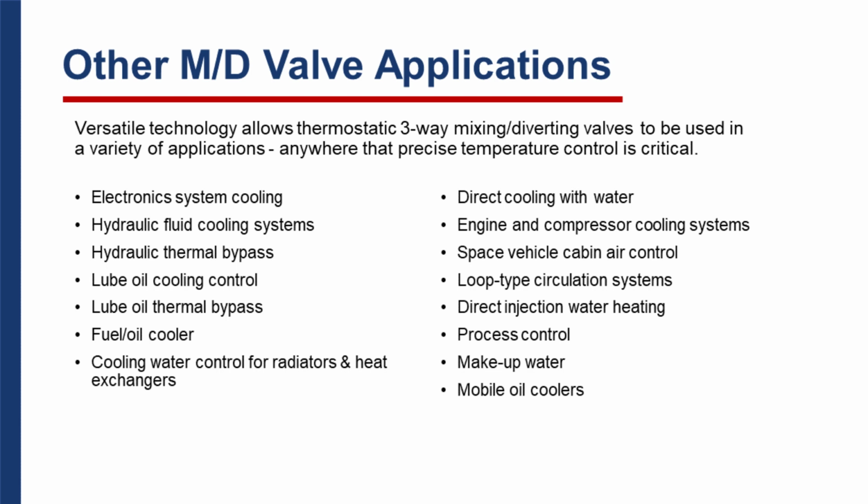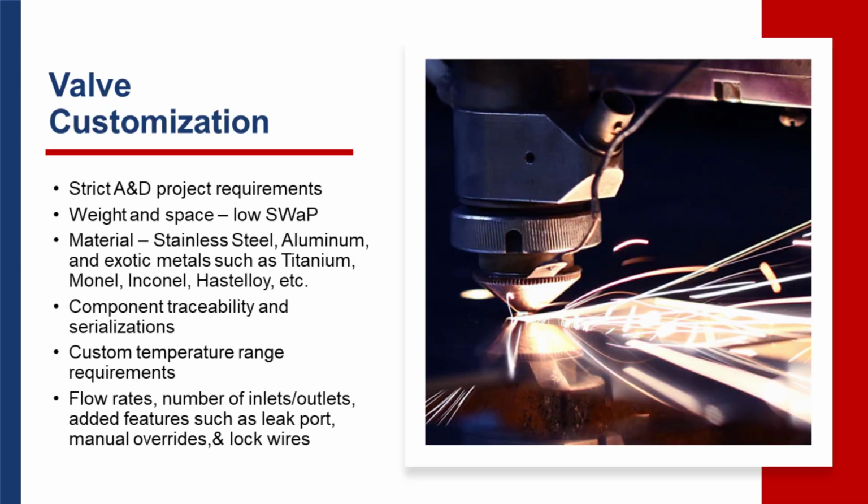mobile oil controllers. And if I could just back up, if I may, to the space vehicle cabin air control, the real big benefit there is that people involved in aerospace usually want it where energy and space are at a premium. This is probably the premier item to use for any type of temperature control, because it is self-operating and requires no additional external power source.